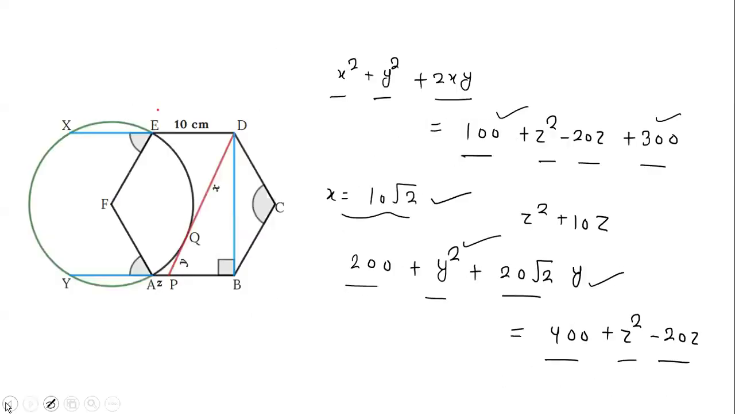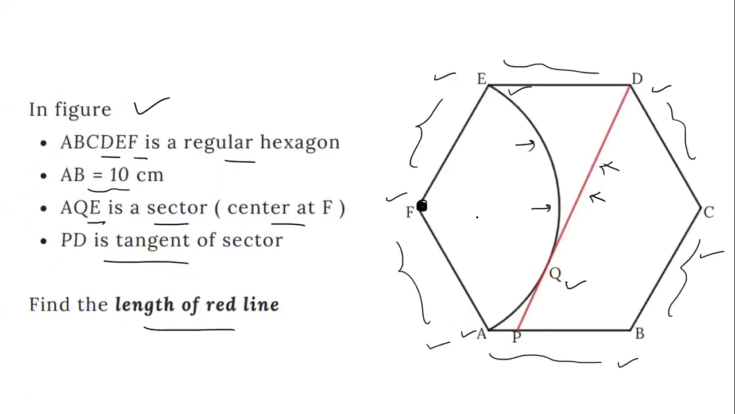So in this way, we can find the value of this red line length, and it will come as 60 root 3 minus 60 root 2 centimeters. So in this way we can solve this.